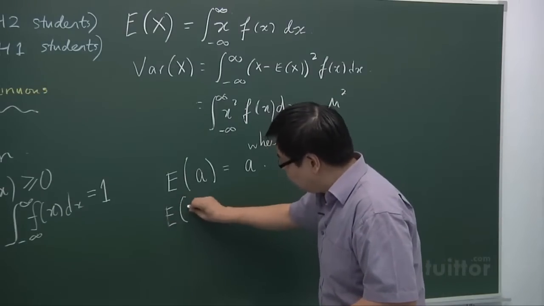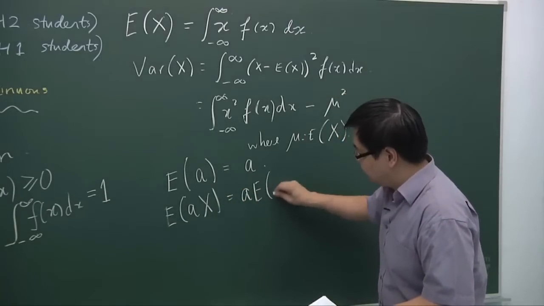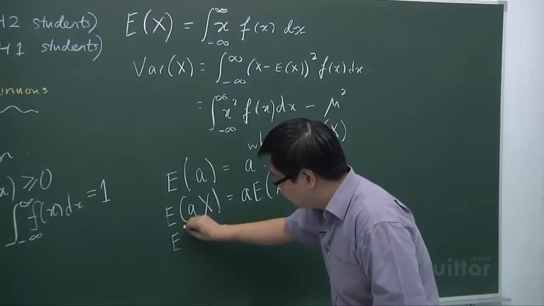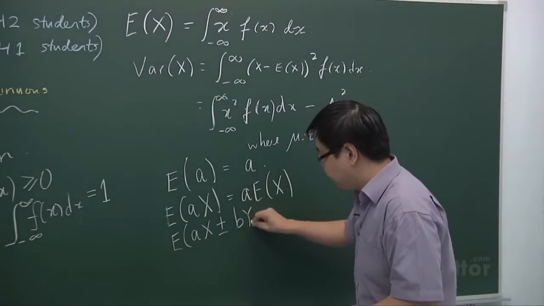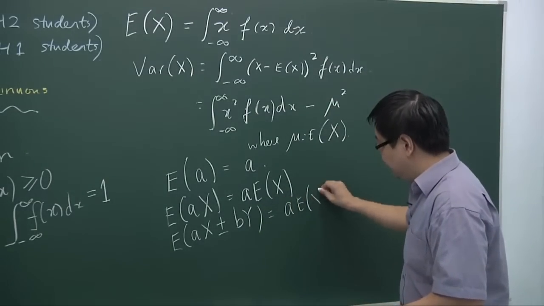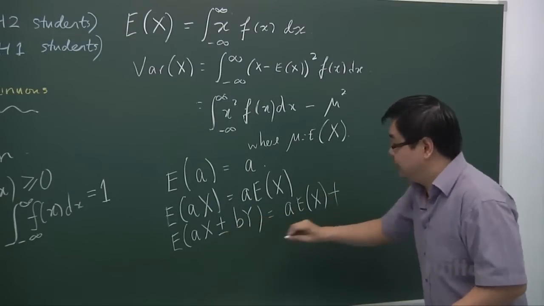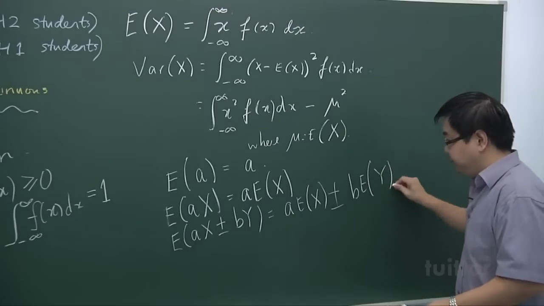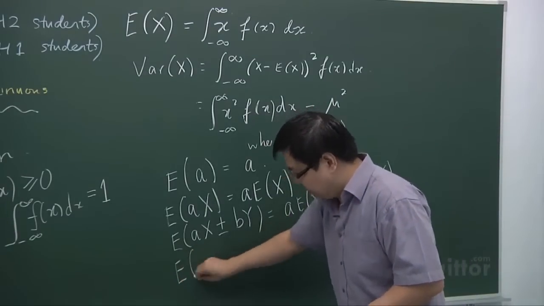Then the expectation of AX, where A is a constant, is given by A expectation of X. This is true for both discrete and continuous as well. And then the third property is that AX plus or minus BY can actually be given by A expectation of x. If this is a plus, this will be a plus. If this is a minus, this will be a minus. B expectation of y.